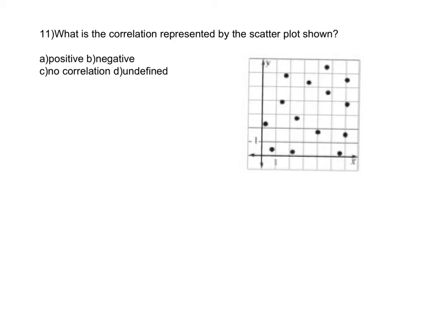So just keep in mind that a positive relationship is going to go upward, a negative relationship is going to go downward. And if you take a look at the scatter plot that's given to you in number 11, if I were to draw a line in here, you would see that it is neither positive or negative. There really is no correlation between all the points that are graphed.